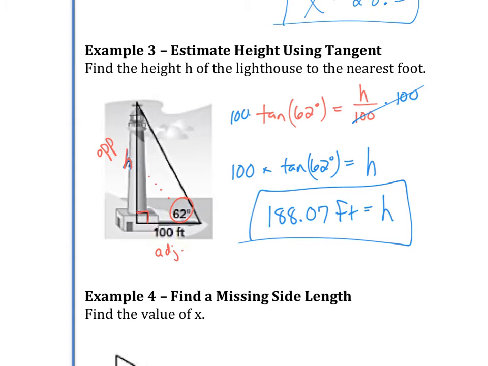By the way, those of you that have an iPhone, just to let you know, when you type in the tangent of 62, you actually have to turn your phone sideways. And then the tangent and the stuff will show up on your calculator. And you actually have to hit 62 and then hit the tan button. 62 tan.